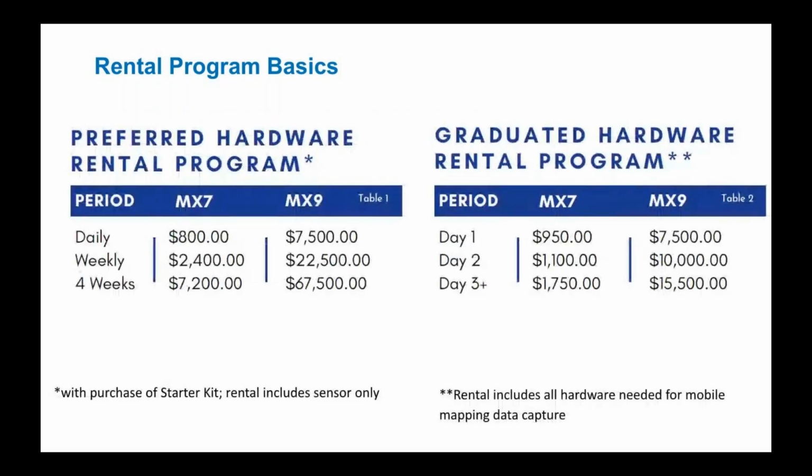And again, here's the breakdown. You can kind of see the difference there. You make that starter kit investment, get to table 1 rates on the left. If you don't, table 2 on the right. And I should point out for that table 2, day 3 is a lifetime. So it's not, you start off, for example, with MX9 for $7,500 a day, rent it for 2 to 4 days, and then you come back 6 months later, you start over again. No, it's going to be that 15.5 perpetually until you either buy a starter kit or maybe purchase a whole system. Just be aware of that.